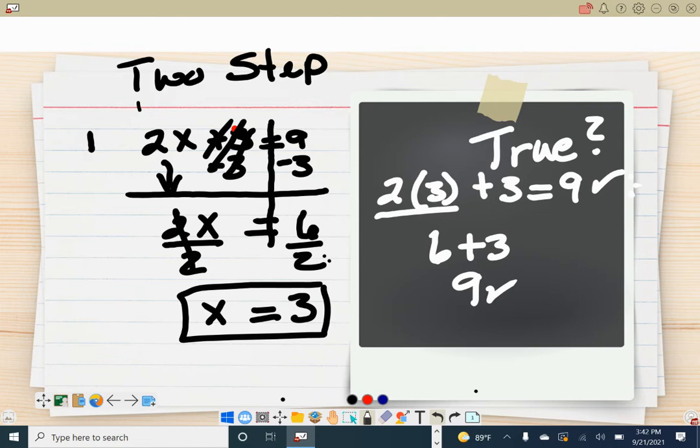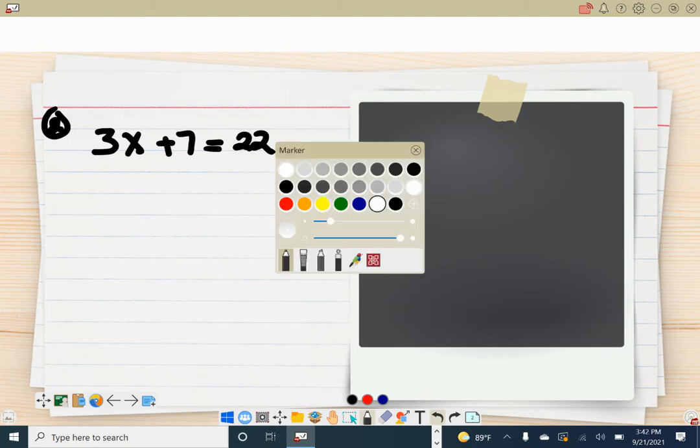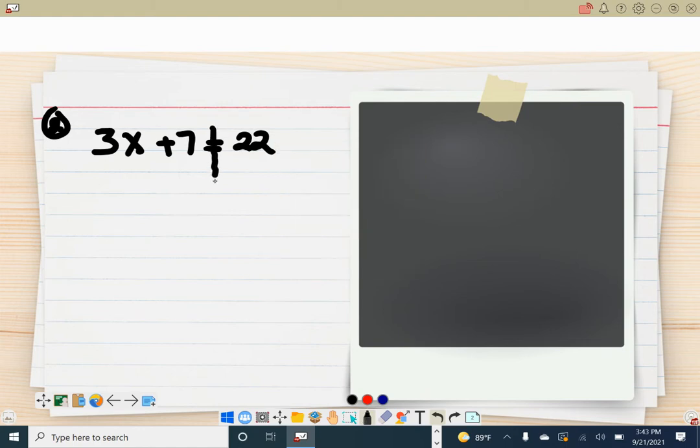All right, let's try problem 2. We have 3 times x plus 7 equals 22. So one more time, I'm going to draw my river. I'm going after the constant 7. 3 is my coefficient. I'm multiplying. 7 is my constant. I am adding. I'm going after the constant first every time. So minus 7 on both sides. That's a positive 7, so I'm going to do a negative.